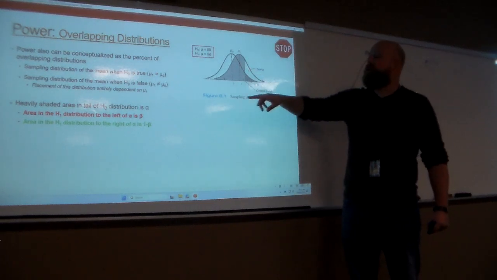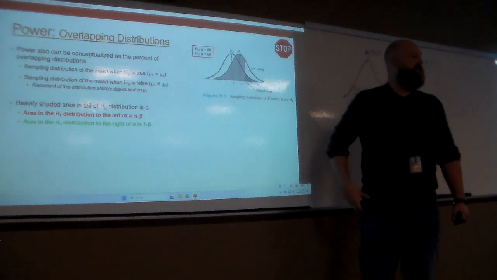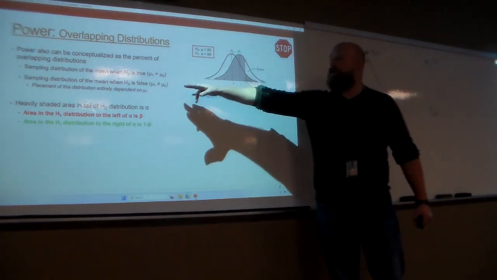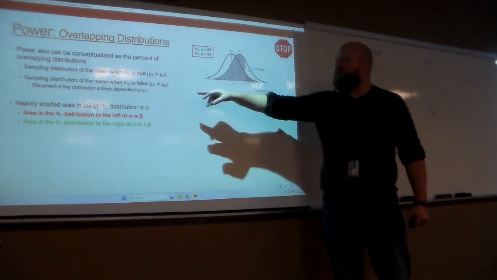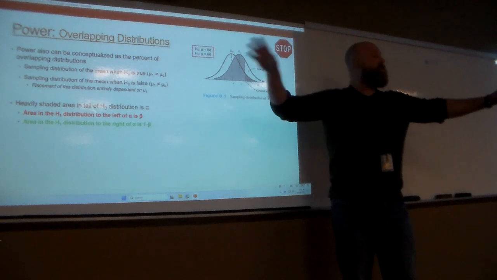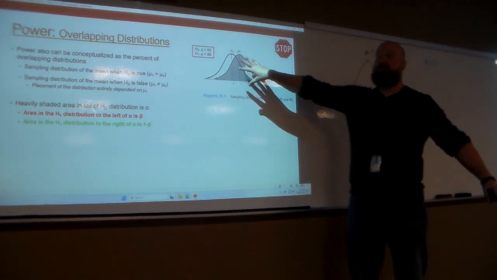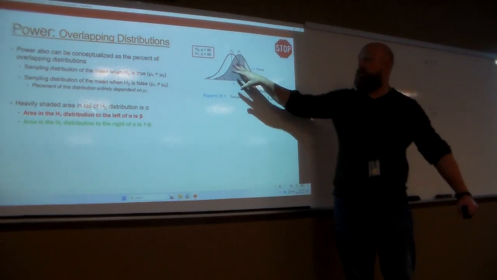But here, H1, this is the sampling distribution of the mean if the null hypothesis is false. This is actually what's going on in real life, okay? And the placement of this is entirely dependent on what that mean is, right? If the mean is very much different than what it is in the null, then the distribution is going to be way out here. If it's very close, it starts to overlap, okay?